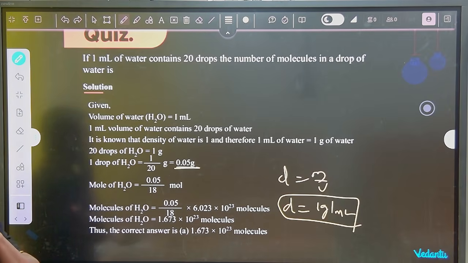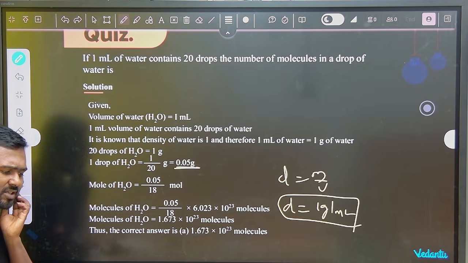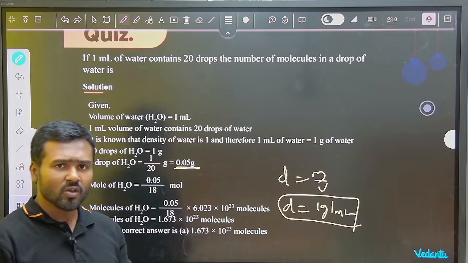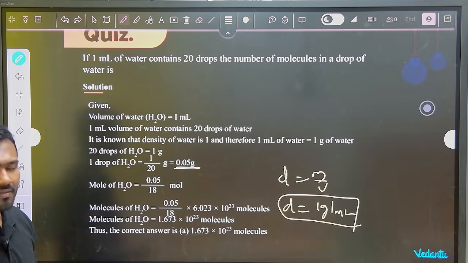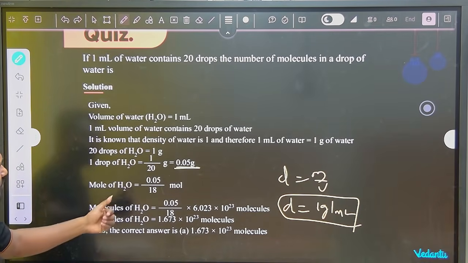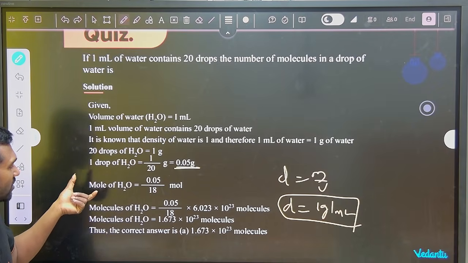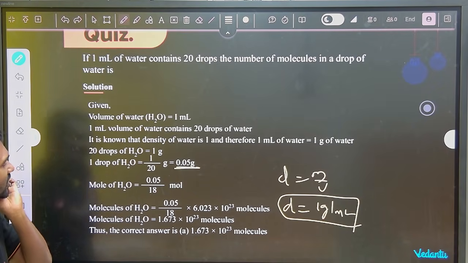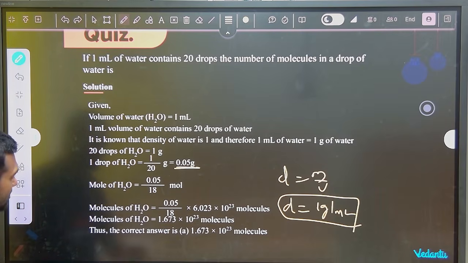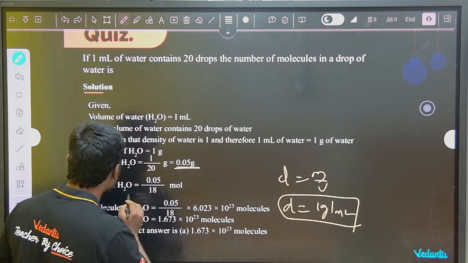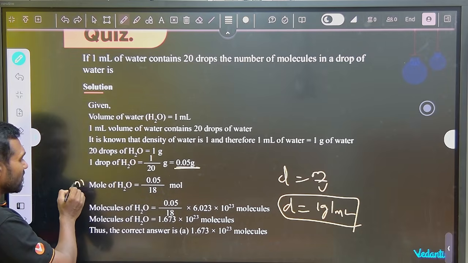So you can find the number of moles. Again the formula: number of molecules is equal to number of moles into Na. So you find the number of moles in 1 drop. The weight of 1 drop is 0.05 grams, and then how many moles of water are present in that one drop? The number of moles is 0.05 grams divided by 18 grams. You will get the number of moles here.